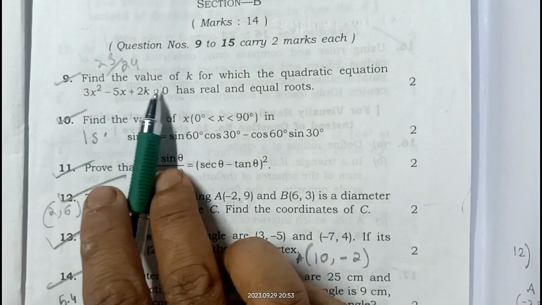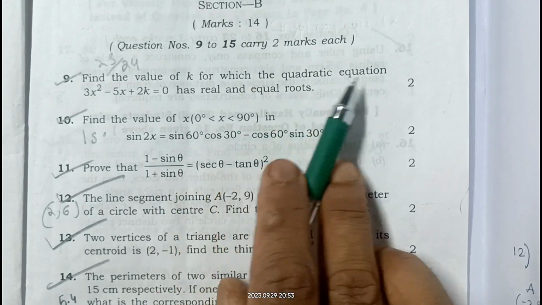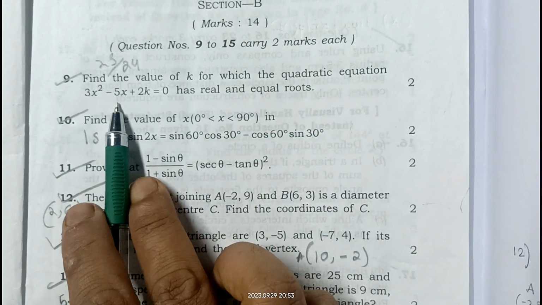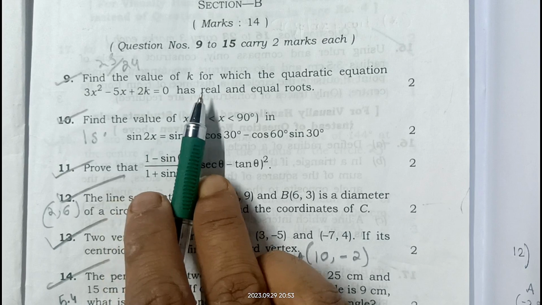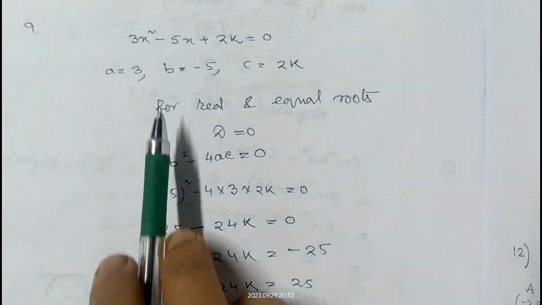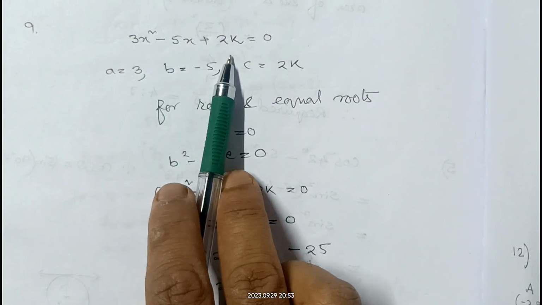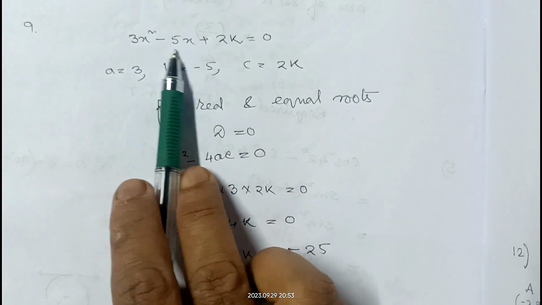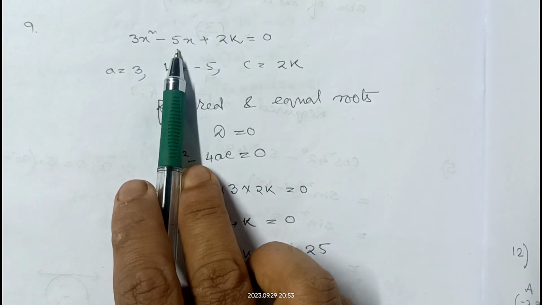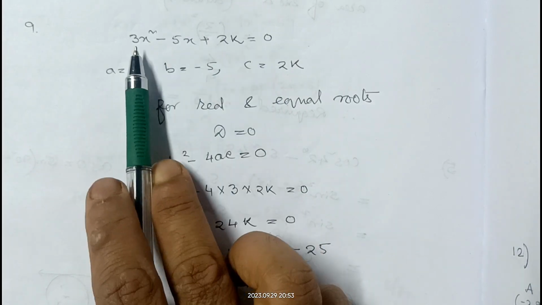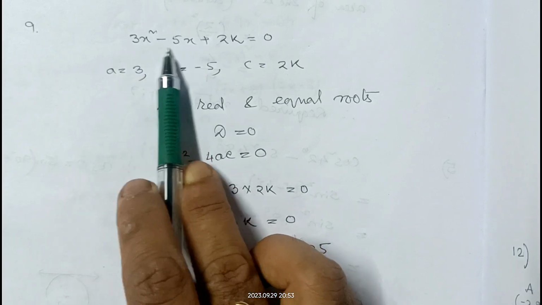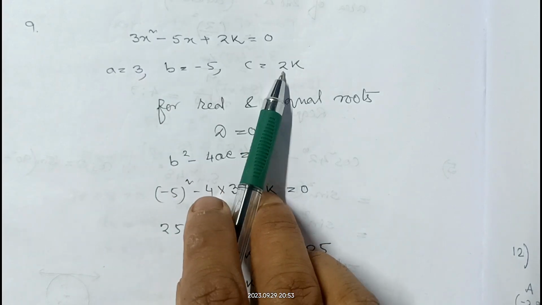Question number 9. Find the value of k for which the quadratic equation 3x square minus 5x plus 2k equal to 0 has real and equal roots. Here 3x square minus 5x plus 2k equals to 0. If I compare with ax square plus bx plus c equals to 0, then a will be 3, b equals to minus 5 and c equal to twice k.